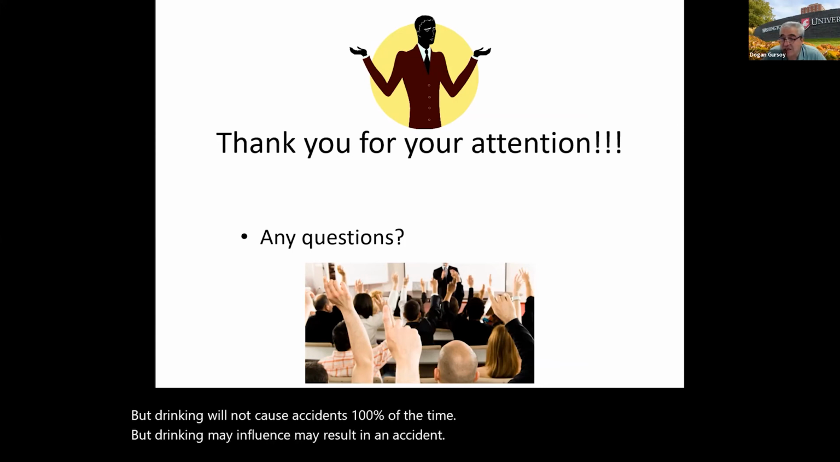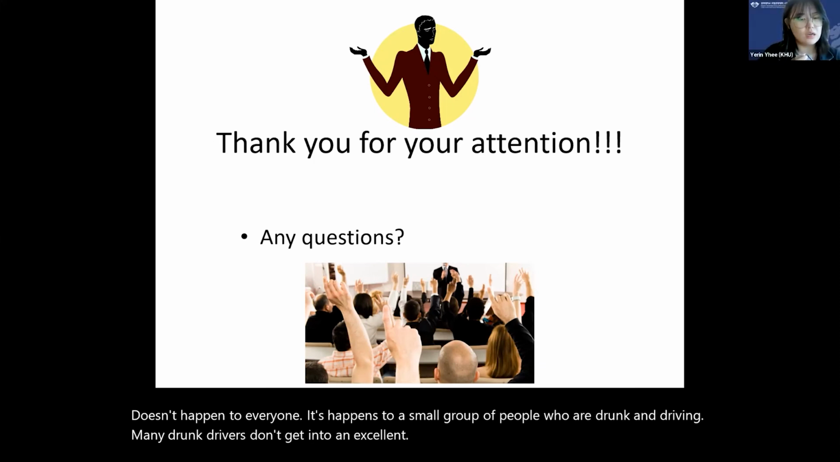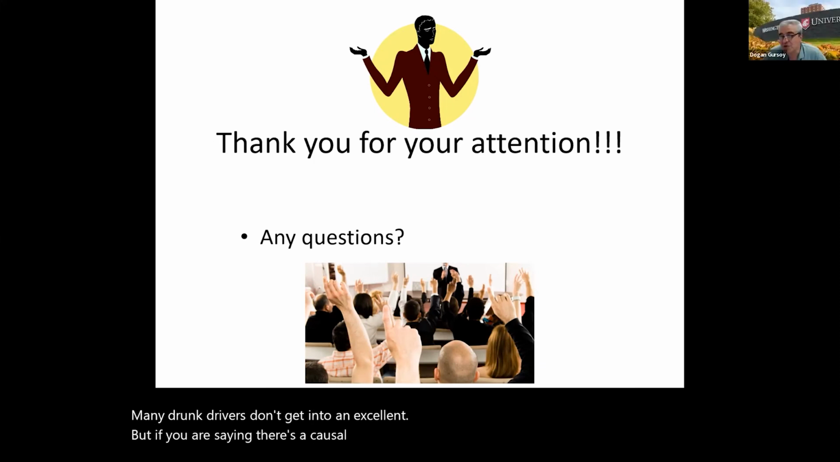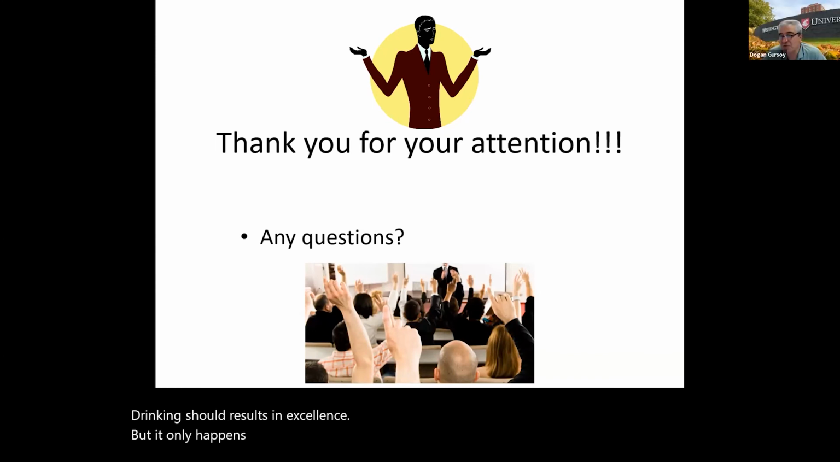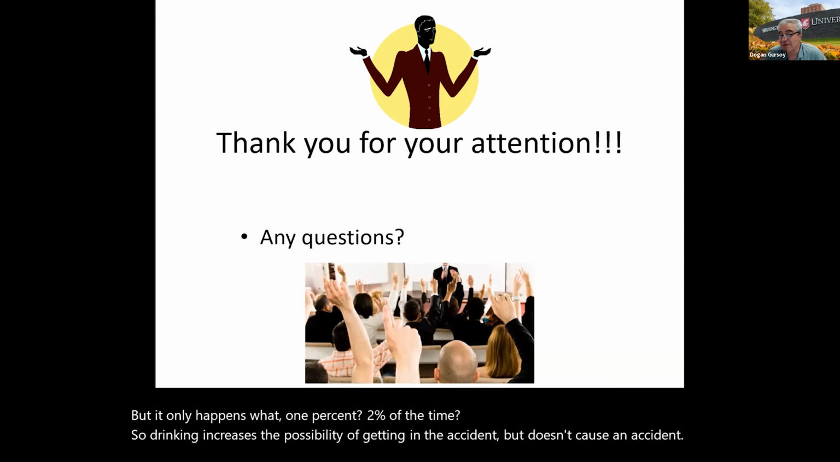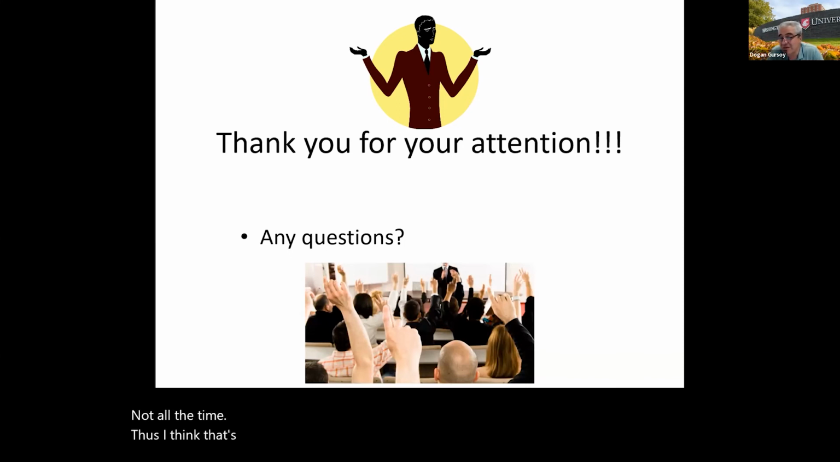It doesn't happen to everyone. It happens to a small group of people who are drunk and driving. Many drunk drivers don't get into an accident. But if you are saying there's a causal relationship, it should happen all the time. Drinking should result in accidents. But it only happens 1%, 2% of the time. So drinking increases the possibility of getting into an accident, but doesn't cause an accident, not all the time. I think that's the difference.